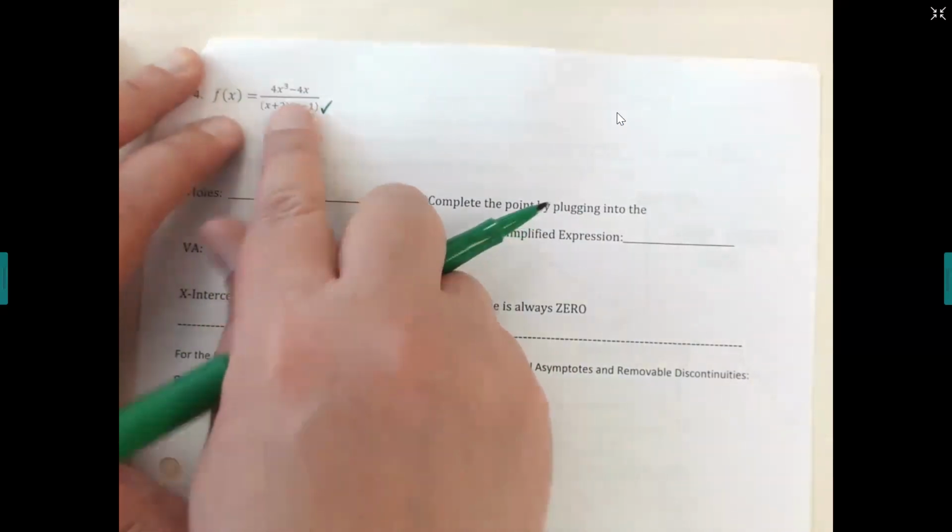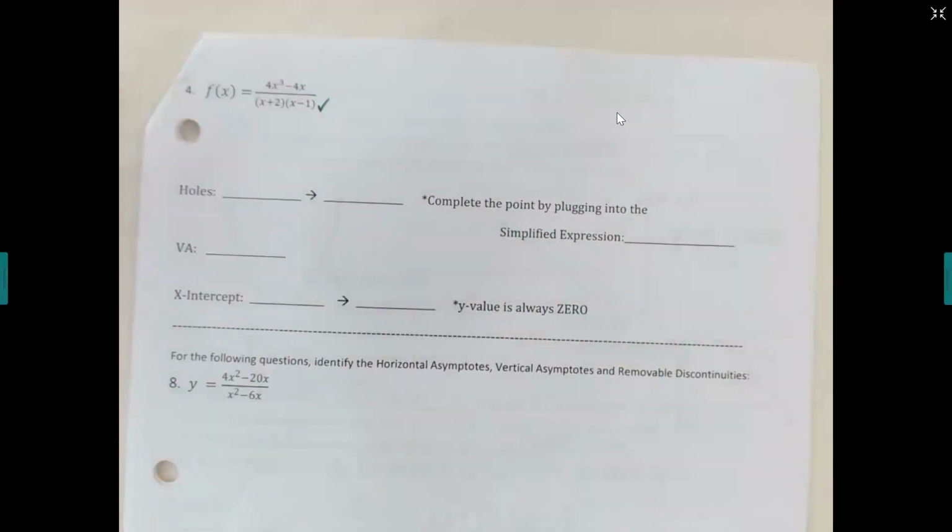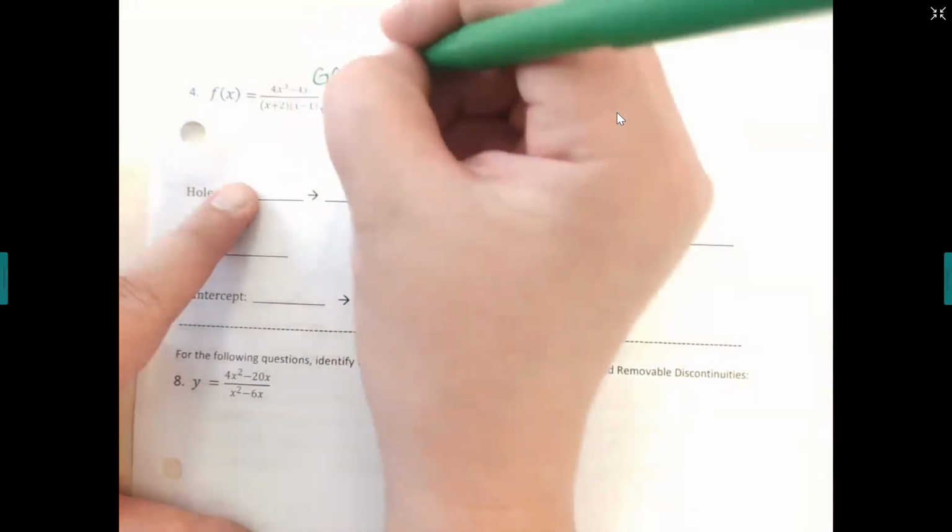GCF always comes first. It doesn't matter if it's a T-chart, perfect squares, whatever. GCF gets to go first. So what can I take out of both of these? 4. Okay, a 4. Anything else? 4x. 4x.